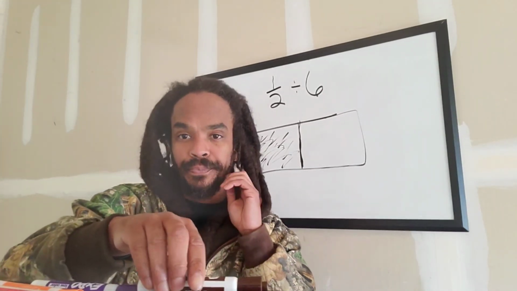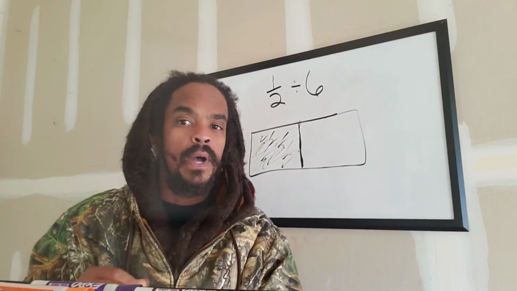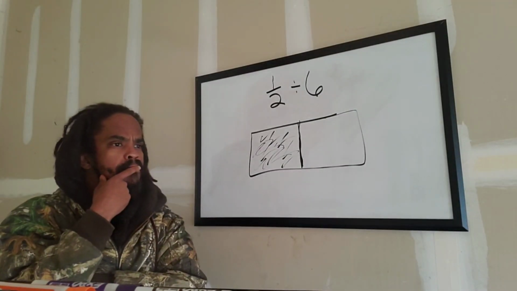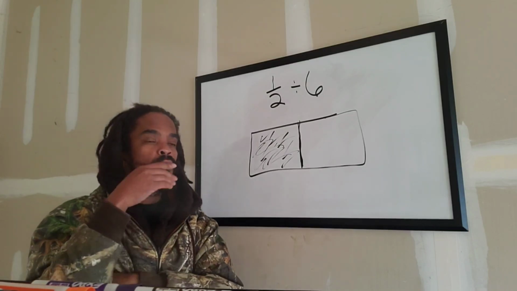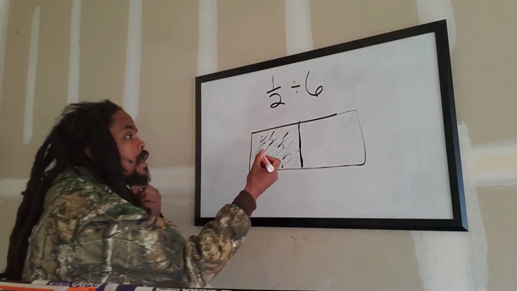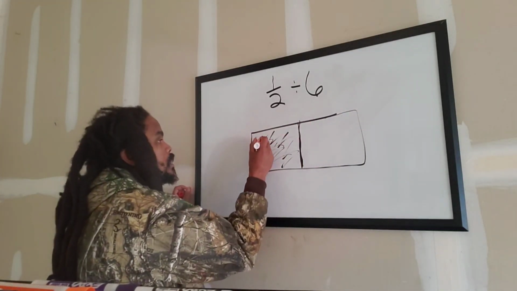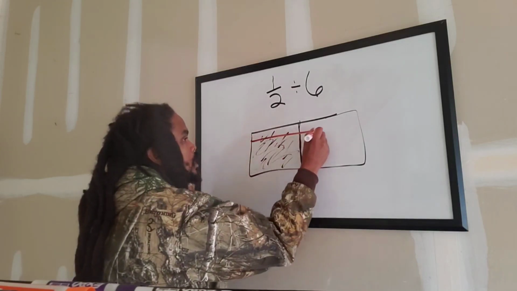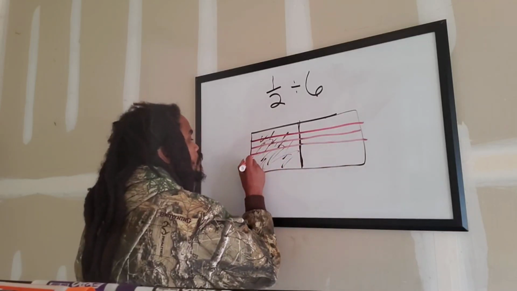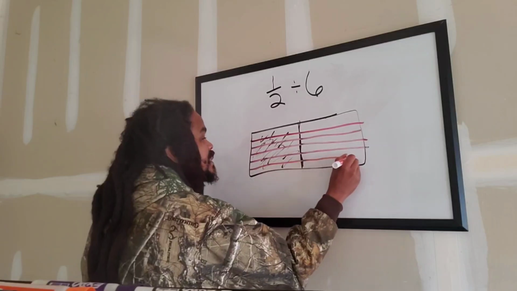So now, we would like to divide this among 6 people. How do we go about doing that? Well, we need to somehow show that separation of 6 among here. So let's go ahead and do it. I got my 1/2. I'm going to go ahead and separate into 6 going across. 1, 2, 3, 4. 1, 2, 3, 4, 5, 6.